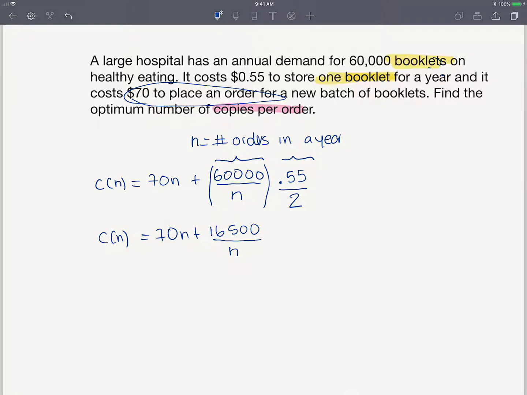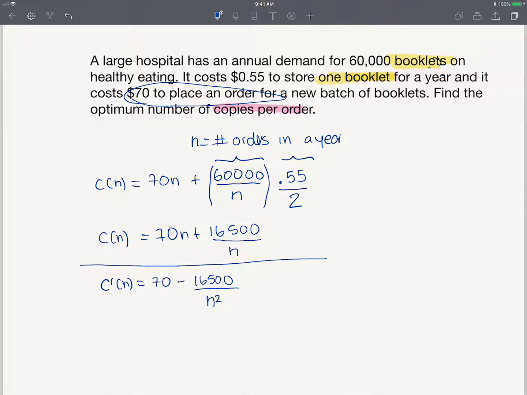So what do we do? It's calculus, so we're trying to find a minimum, so find the derivative. So this is just a 70. The hard part is to come up with this function. Once you have it, it's just the same as usual. It's n to negative 1, it becomes n to negative 2, so negative 16,500 over n squared, right? That's the derivative of this function.